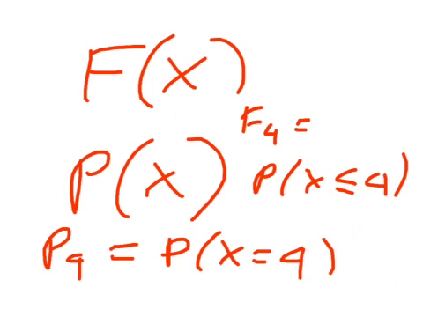Alright, so F of x then, the meaning of F of x, the cumulative distribution, means the probability that we're less than or equal to that value. So F of 4, for example, would be the probability that x is less than or equal to 4, as opposed to P(4), which means the probability that x is equal to 4 only.